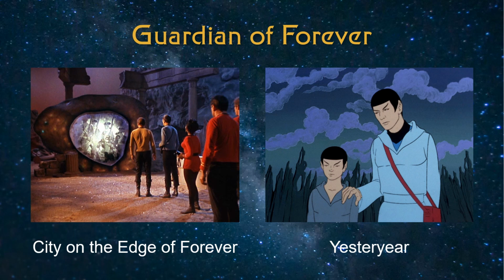In the episode City on the Edge of Forever, the crew of the Enterprise discovers the Guardian of Forever when Dr. McCoy jumps through, and then Kirk and Spock have to follow him to fix whatever damage he did to the timeline. The Guardian is seen again in the animated series episode Yesteryear, when Spock has to go back to save his younger self. And the Guardian is never seen again in the history of Star Trek, and it certainly never took on the form of a human being.